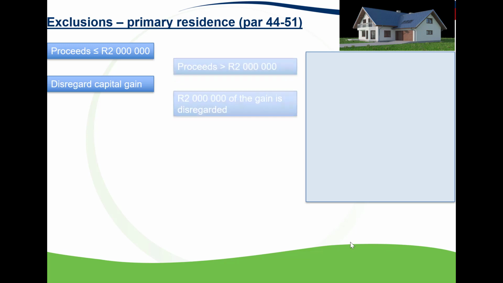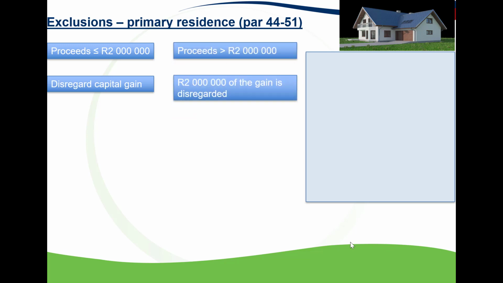If you have a taxpayer who disposes of their primary residence for proceeds exceeding 2 million, they should disregard 2 million of the capital gain that they make. Now, there are a few things to take note of in terms of the 2 million that should be disregarded. The exclusion is per property, meaning if the residence is owned by, for example, spouses equally, they will each get an equal share of the disregarded portion.